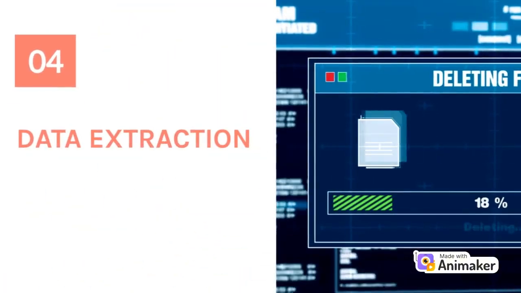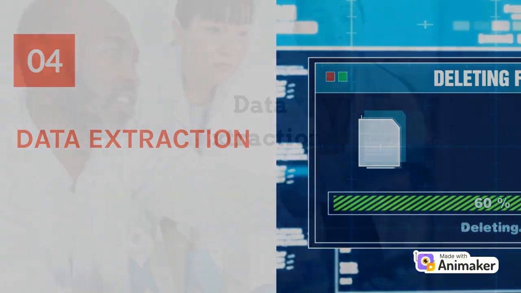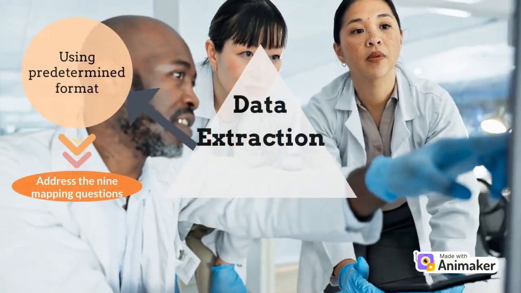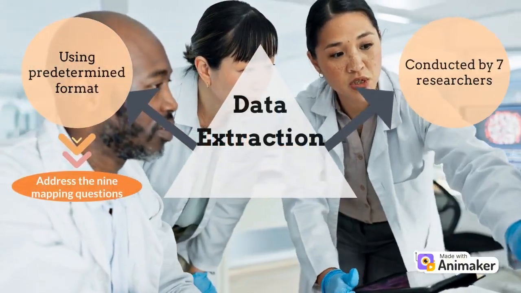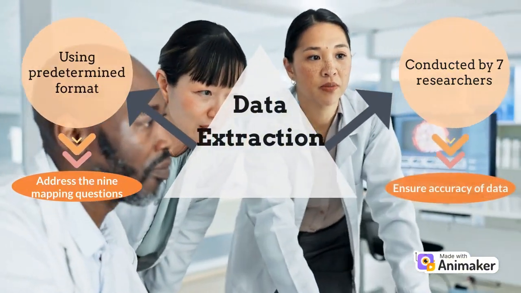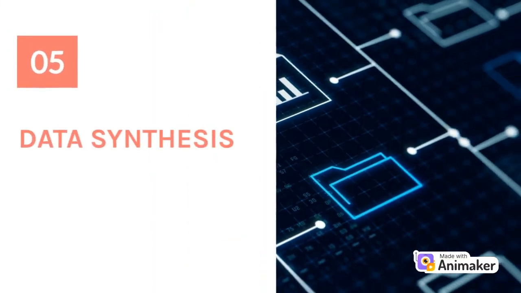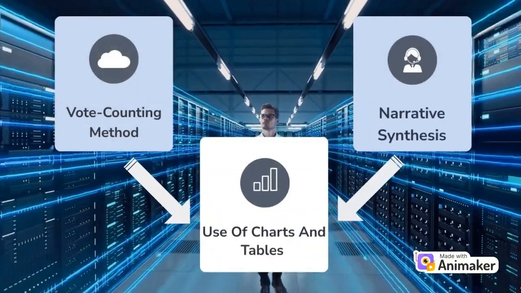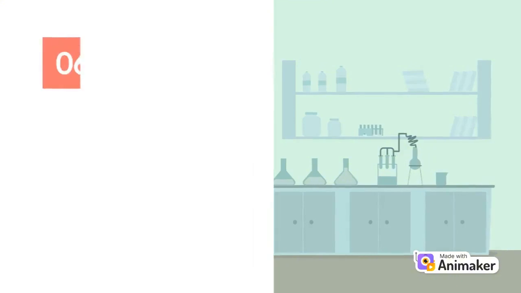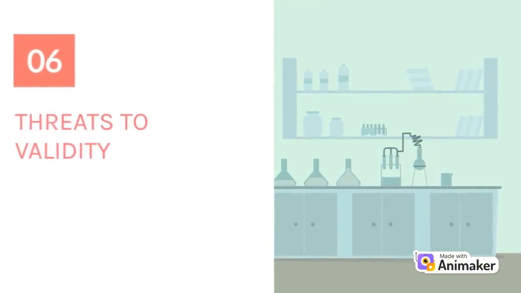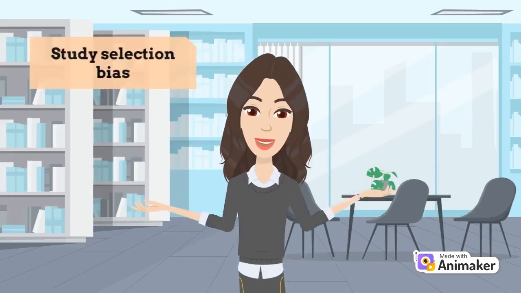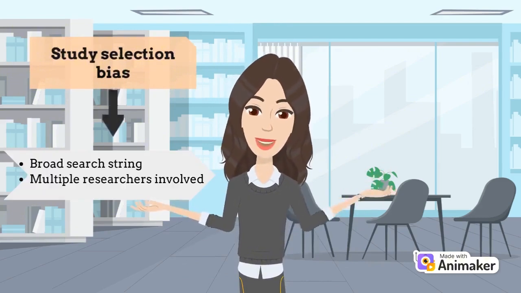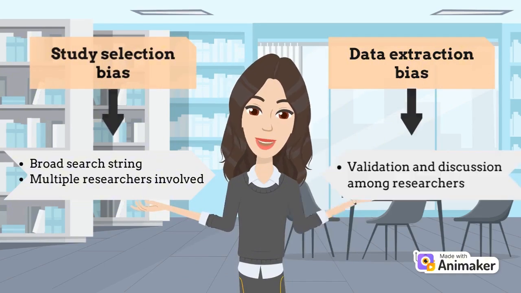Subsequently, the data was extracted from the selected studies using a predetermined format to address the 9 mapping questions. This process was conducted by 7 researchers to ensure the accuracy of the data. The data was then synthesized using the vote counting method and narrative synthesis, with charts and tables enhancing the display of findings. The research also addressed 2 main threats to validity. Study selection bias, which was mitigated by a broad search string and involvement of multiple researchers. Next, data extraction bias, minimized by validation and discussion among researchers.